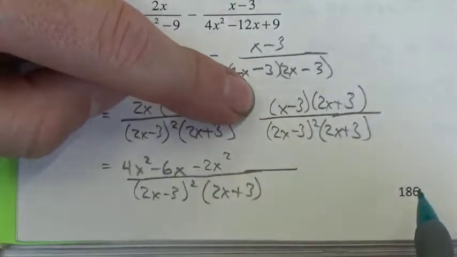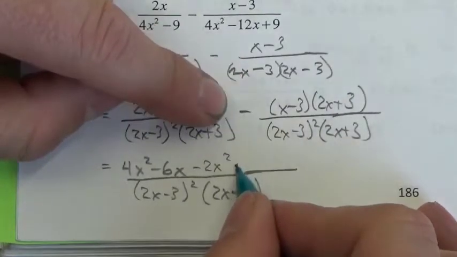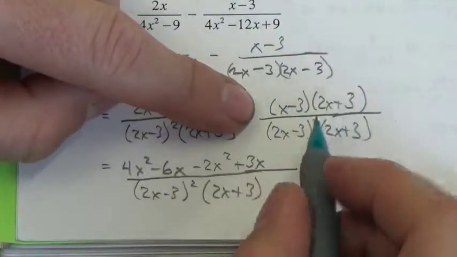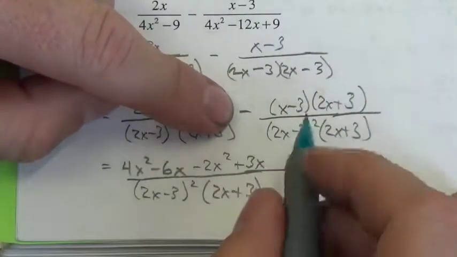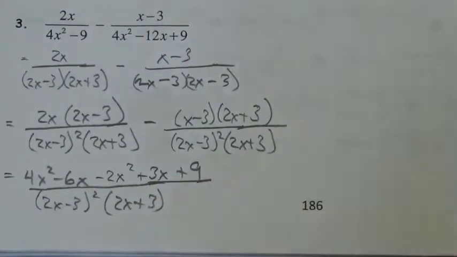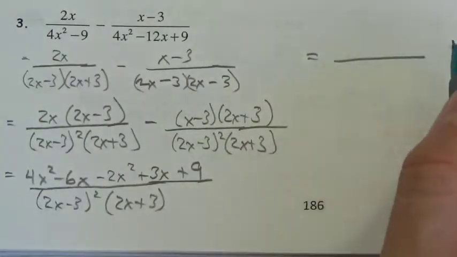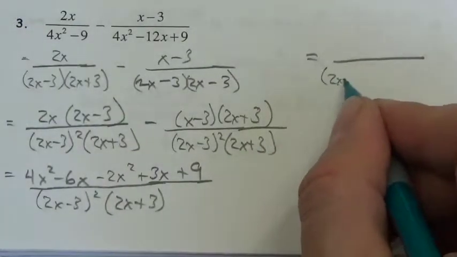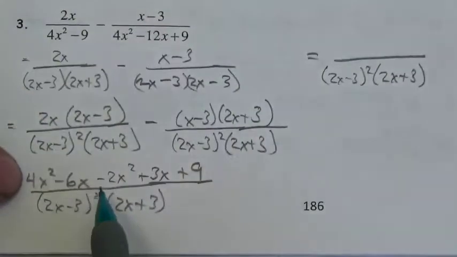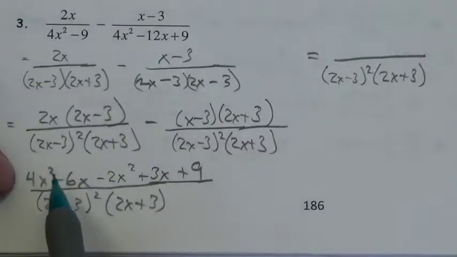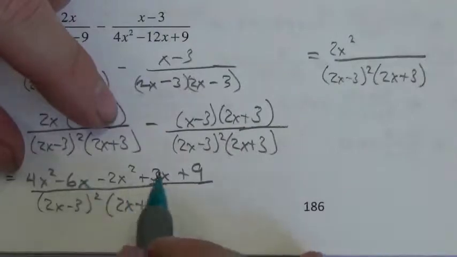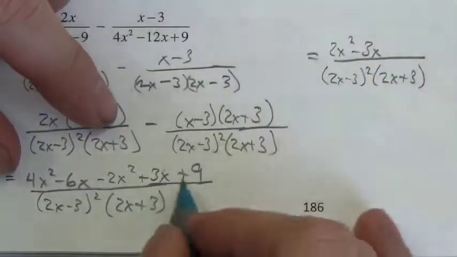3x minus 6x is going to be negative 3x. That negative changes it to positive 3x. Negative 3 times positive 3 is negative 9. That negative changes it to positive 9. Okay, now I come over here, keep writing this. So this will be 2x minus 3 squared, 2x plus 3. And then putting all of the pieces together here, 4x squared minus 2x squared will be 2x squared. Negative 6x plus 3x will be negative 3x plus 9.